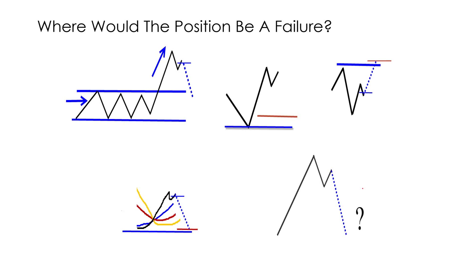Also, let's say you have something like a TKO, for instance. If you have a really sharp TKO move and your entry's here, maybe your stop could go right below that low, because if it triggers in and goes all the way back down and takes out that low, then that's a failed pattern. So where would the pattern fail? You have to ask yourself, okay?